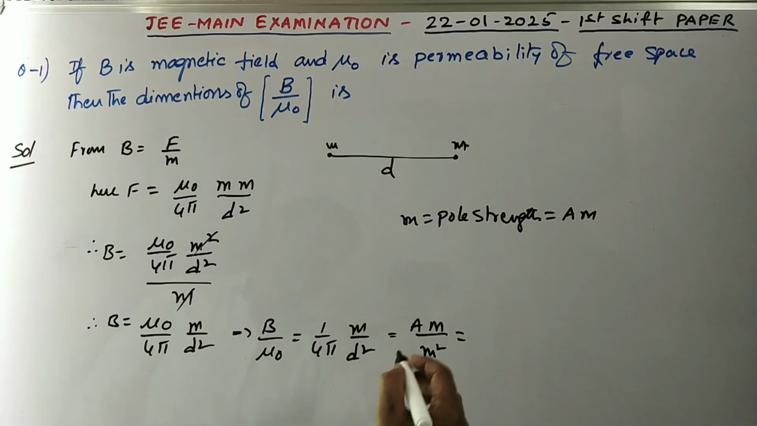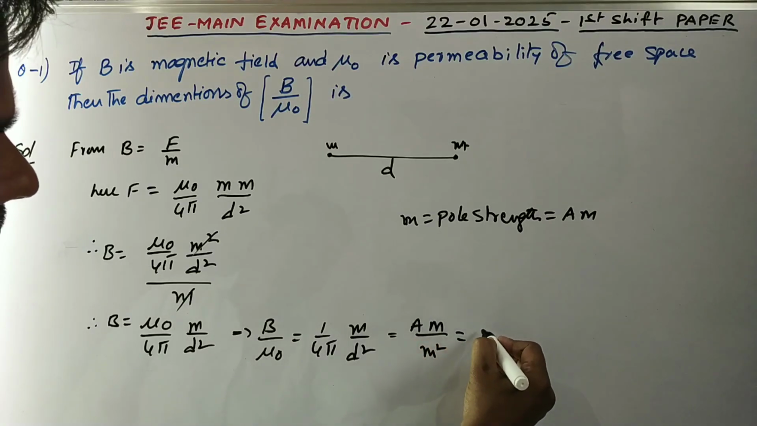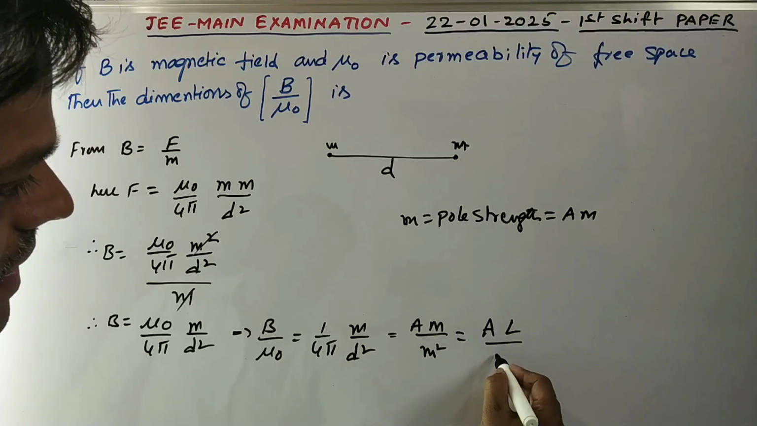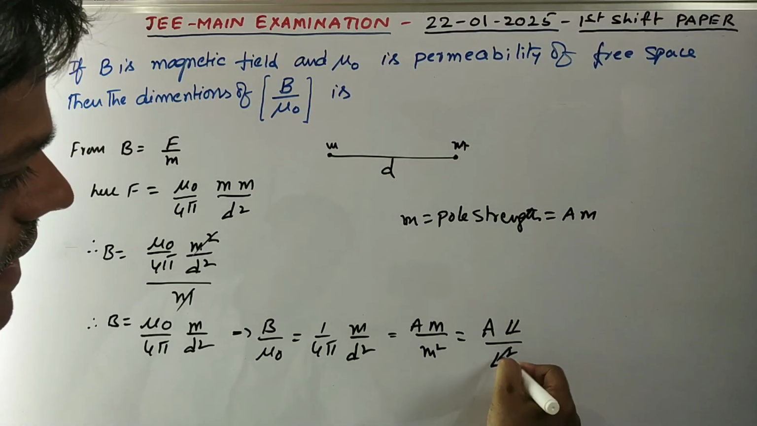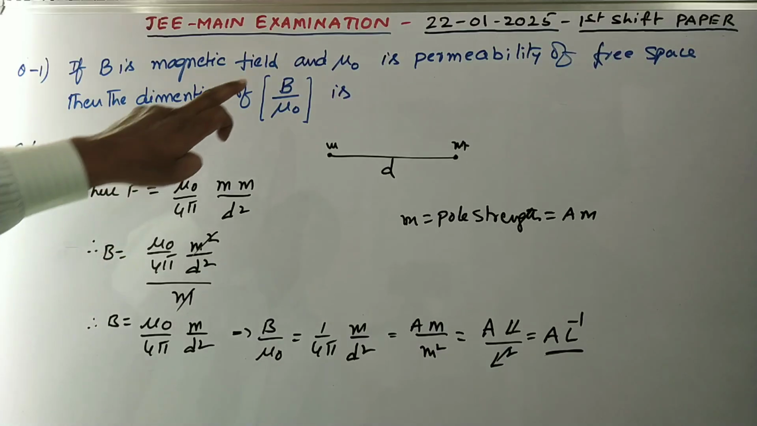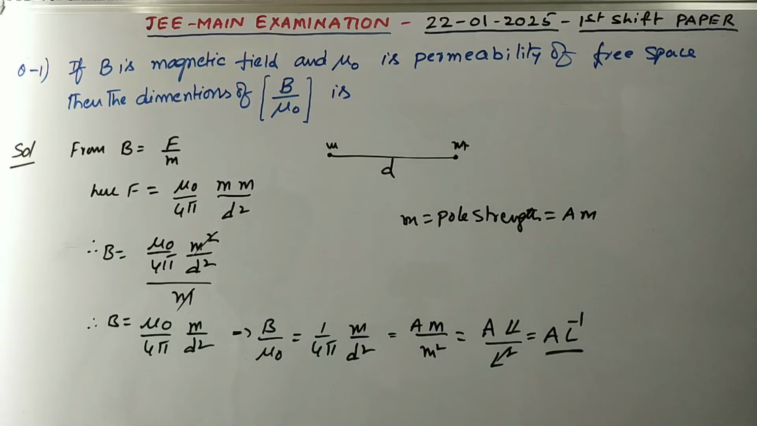You can write the dimension formula. A is equal to what? Current, ampere. Meter length is L, and meter square means L square. One L is cancelled. A into L power minus 1. This is the dimension formula for B by mu naught. Okay, right.